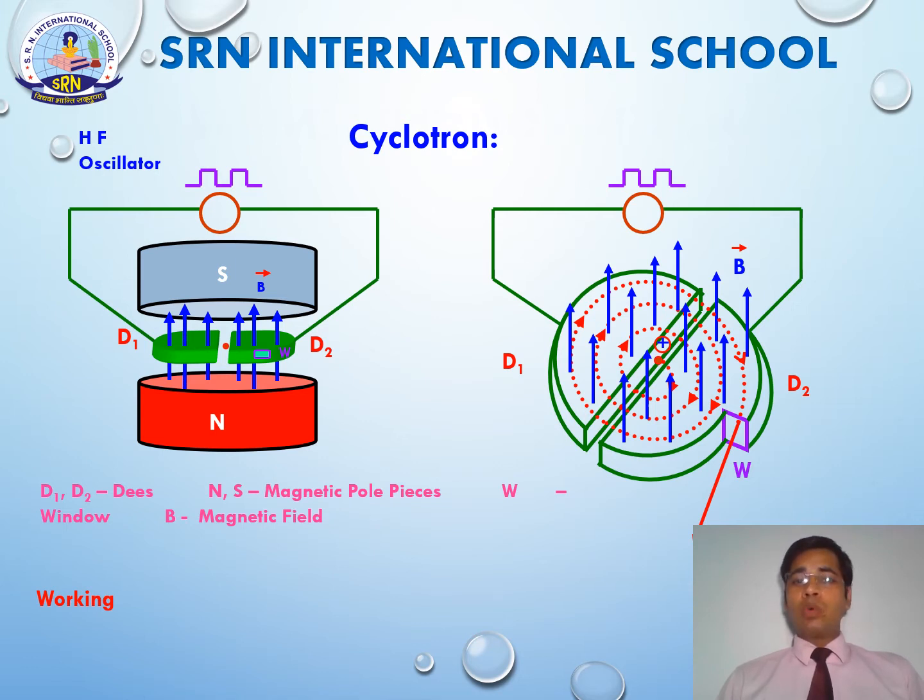When it is about to leave D2, D2 becomes positive and D1 becomes negative. Therefore, the particle is again accelerated into D1 where it continues to describe a semicircular path. The process continues till the charge travels through the whole space in the D's and finally it comes out with a very high speed through the window.